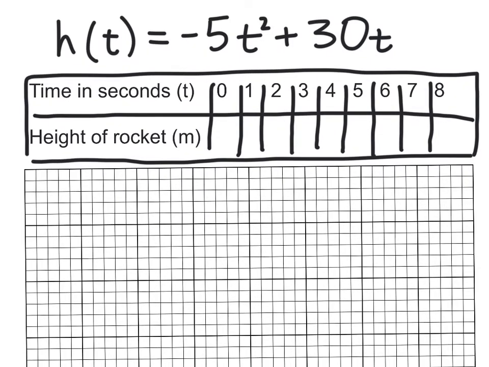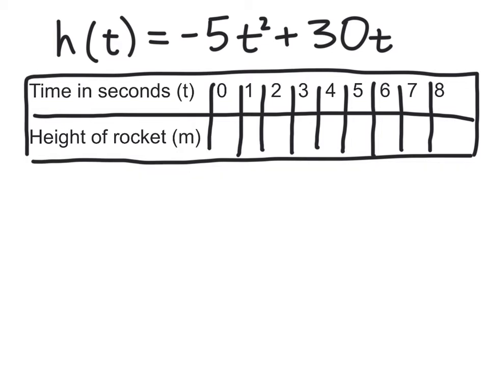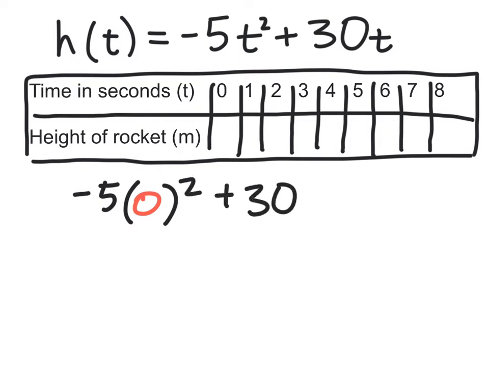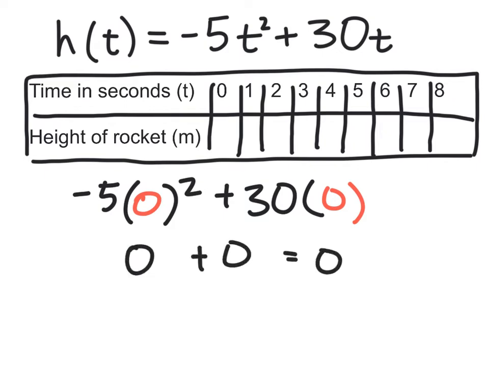So at time 0 was the first thing we were plugging in. When we plug in this graph at time 0, we get negative 5 times 0 squared plus 30 times 0. And 0 squared is 0. 0 times negative 5 is 0. So we've just got 0 plus 0, which equals 0, which makes sense. At time 0, the rocket's on the ground, at height 0. Okay.